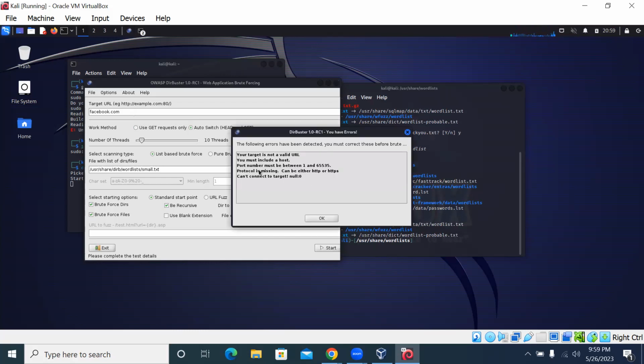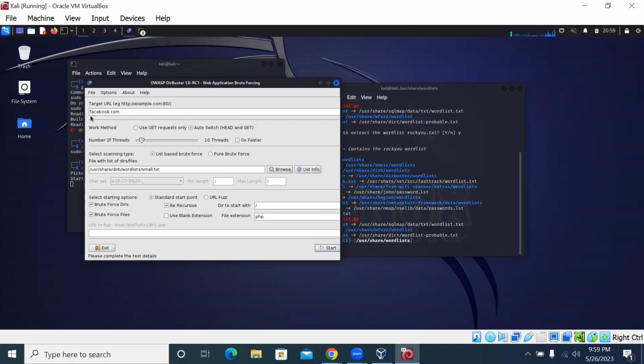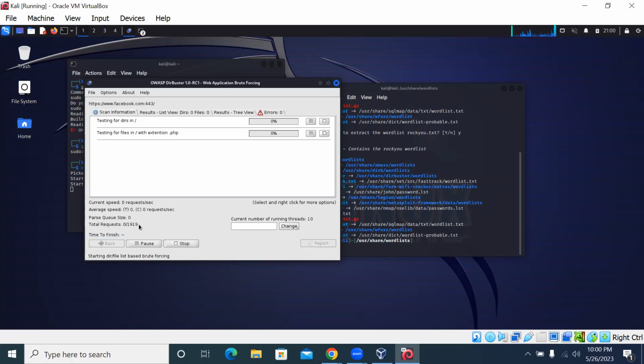You can just click on start and it says your target is not a valid URL. Sorry, let me make it valid. I'll just put the HTTPS, and I put the colon and then slash slash. Then you can add the www dot, right? And you click on start. So it starts scanning through the whole thing on Facebook, right?